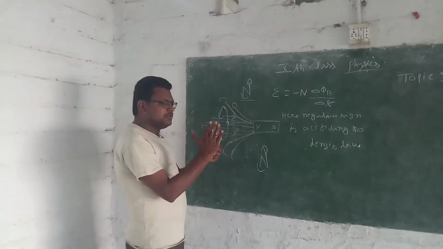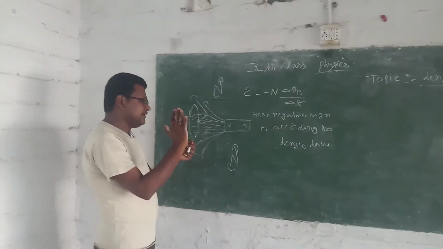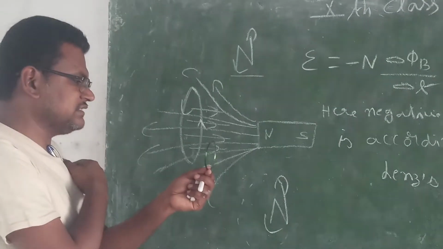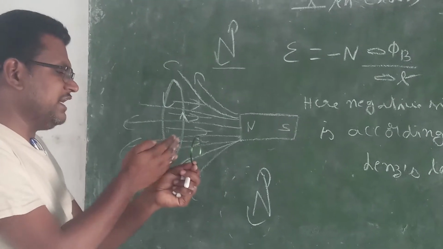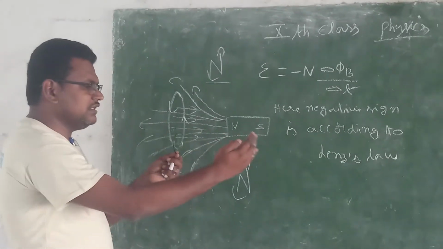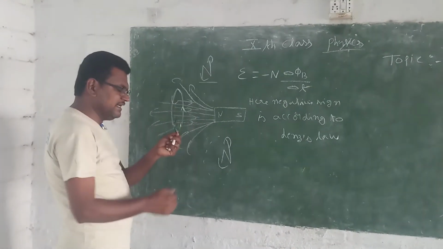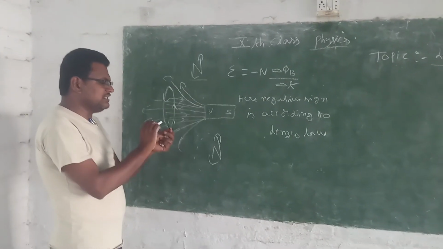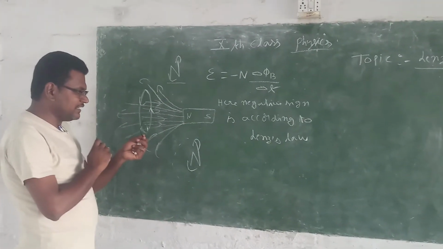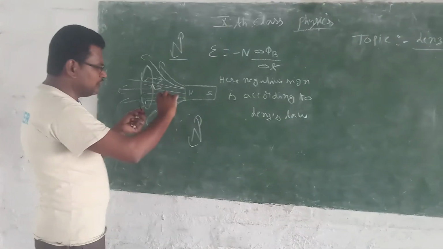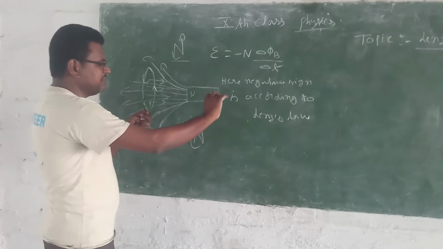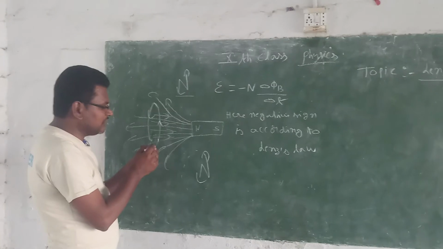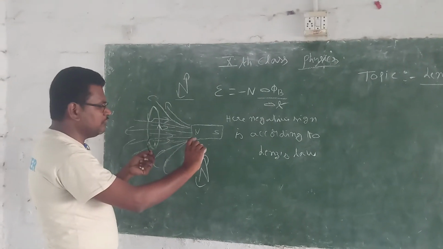Then if you curl the fingers of your right hand in the direction of the current, this is the direction of the magnetic field lines. That means from this surface the magnetic field lines come out, and into this surface the magnetic field lines enter. So this surface acts as the south pole of a magnet, and this surface acts as the north pole of a magnet. Now, when we try to move the north pole of a magnet away from the coil, we can feel there is a force of attraction between the south pole of the coil and the north pole of the magnet.